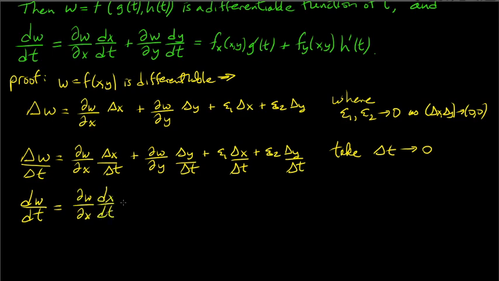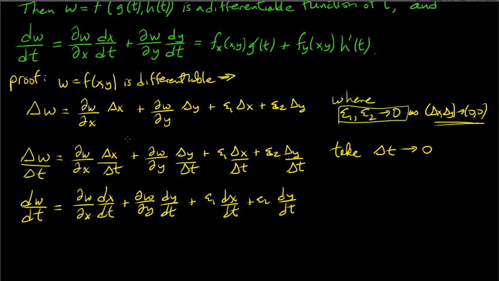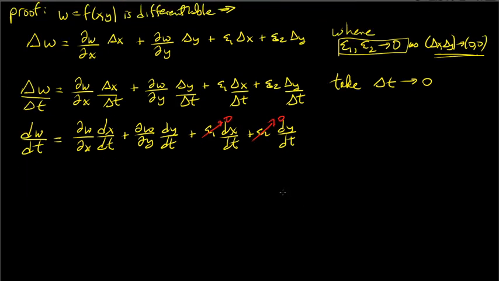So the derivative of x with respect to t plus the y partial of w times the derivative of y plus, so this is going to be epsilon 1 times the derivative of x plus epsilon 2 times the derivative of y, although we don't really need that because notice what happens as delta t goes to 0, delta x and delta y go to 0, which means epsilon 1 and epsilon 2 also approach 0. And so what you're left with is the chain rule.